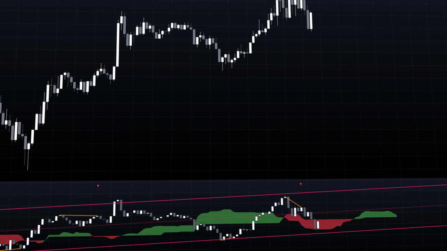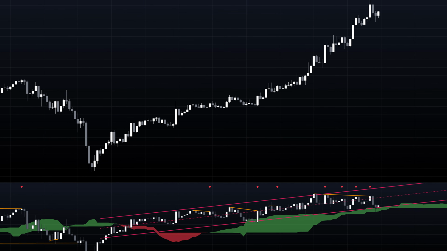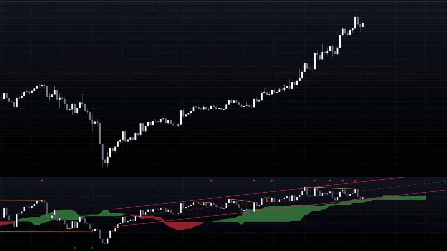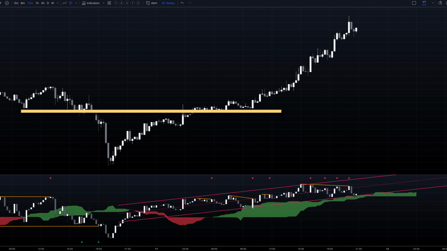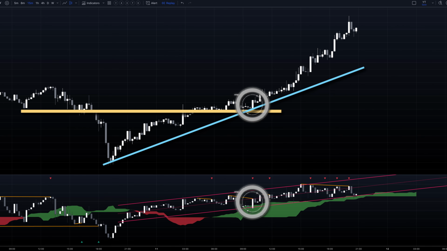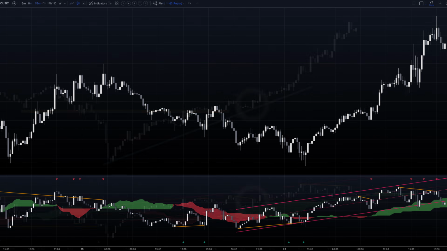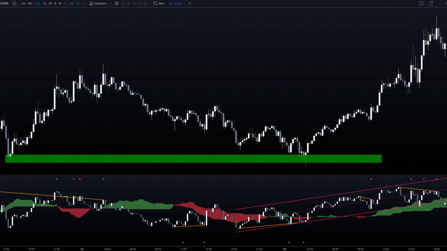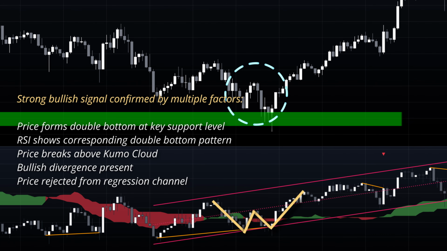to minor price fluctuations. This indicator works particularly well when combined with traditional price action analysis. Consider using it alongside support and resistance levels, trend lines, and volume analysis. The RSI candlesticks can be treated similar to price candlesticks, allowing you to identify patterns like double tops or bottoms directly on the RSI panel.